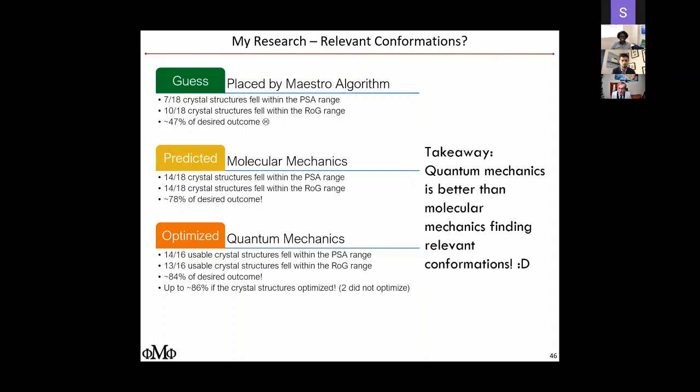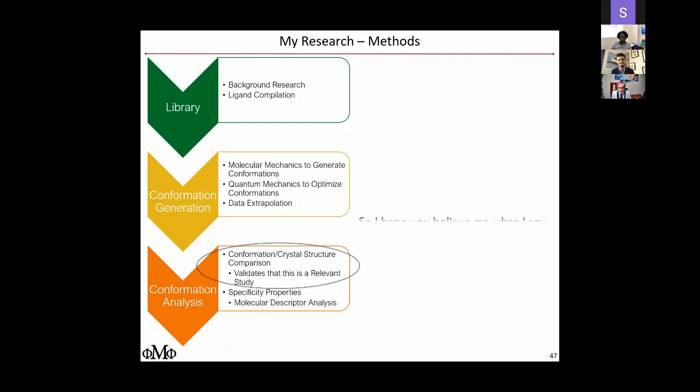So my takeaway: quantum mechanics is actually better than molecular mechanics for finding relevant conformations. That's a really cool finding just on data analysis before I even get to my data. Now let's get to my data, because that's exciting too. But I hope you believe me when I say my data is relevant now.